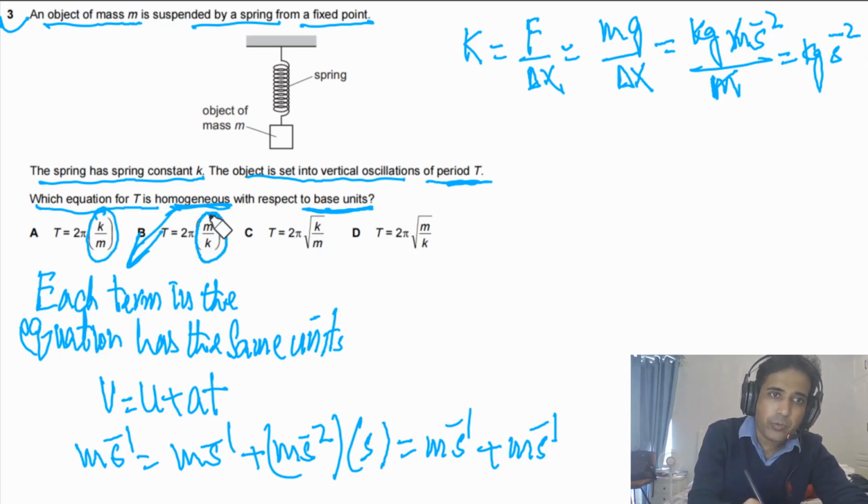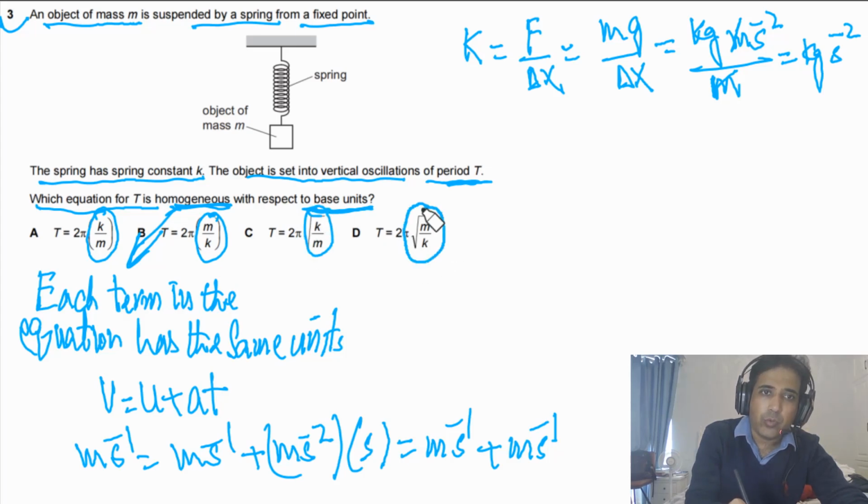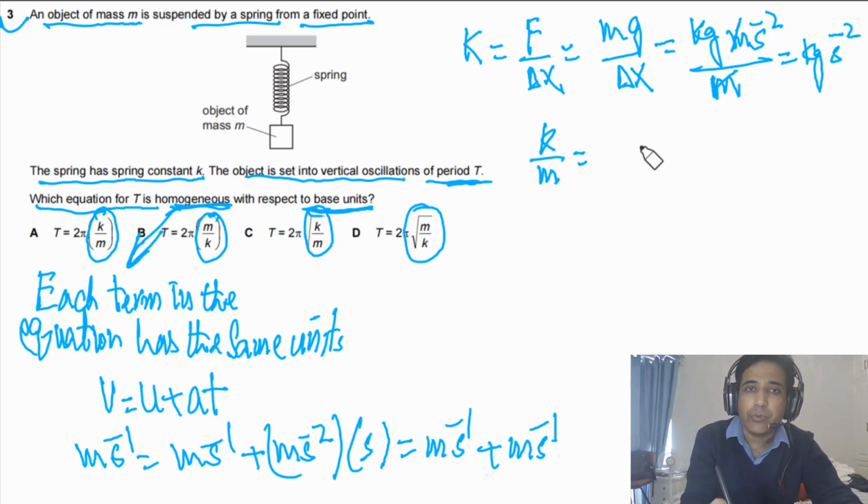Now here we have k over m, here we have m over k, and here we have k over m again. First of all we will look at k over m. If we have k over m, we will have kg per second squared divided by kg. So what we get in this case is per second squared.